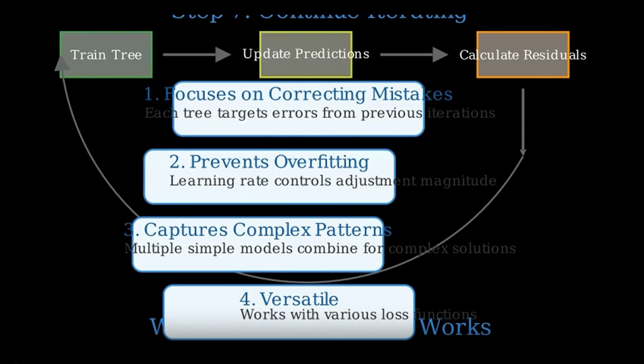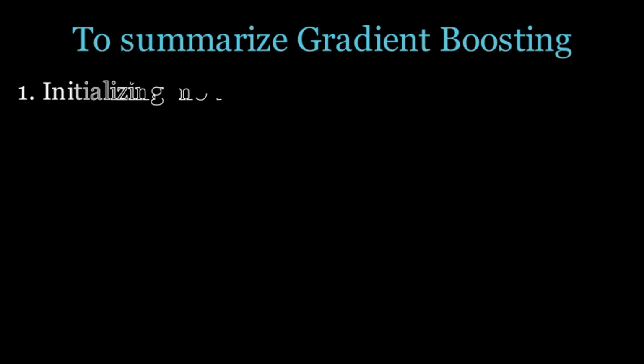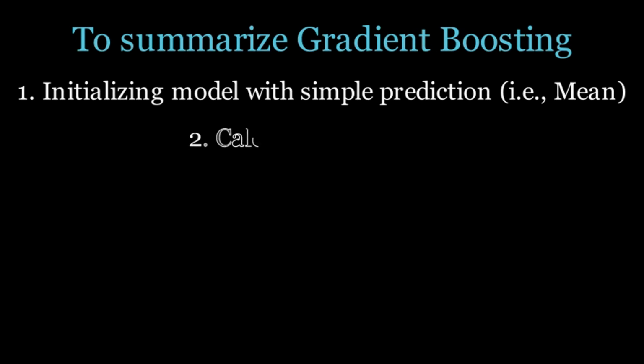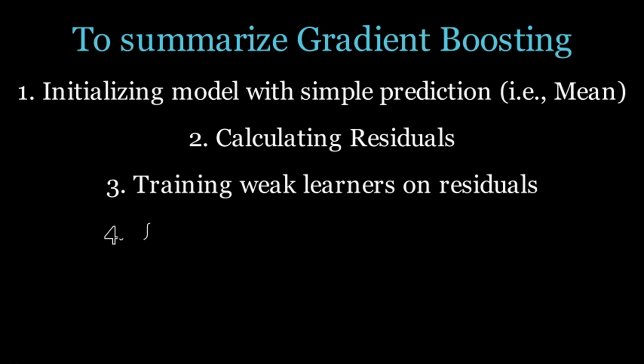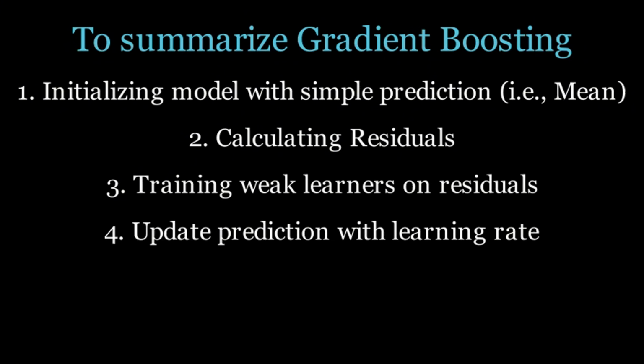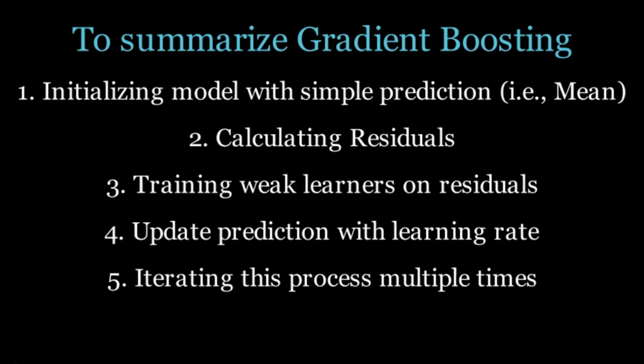To summarize, gradient boosting regression works by first initializing predictions with a simple model, then calculating residuals, training weak learners on these residuals, updating predictions with a controlled learning rate, and iterating this process multiple times. The result is a powerful ensemble model that often outperforms other machine learning techniques for structured data problems.